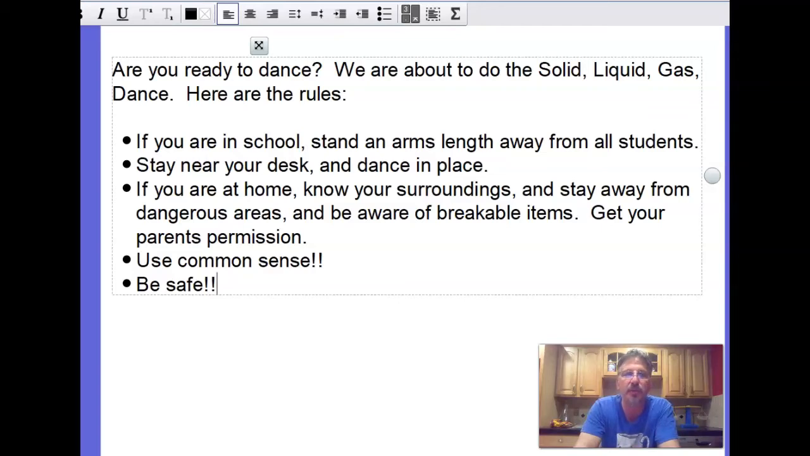So a couple of rules. If you're in school, stand an arm's length away from other students and stand next to your desk and in place. If you're at home, know your surroundings, get your parents' permission, stay away from dangerous areas, and watch out for breakable items. Obviously, use common sense and be safe.